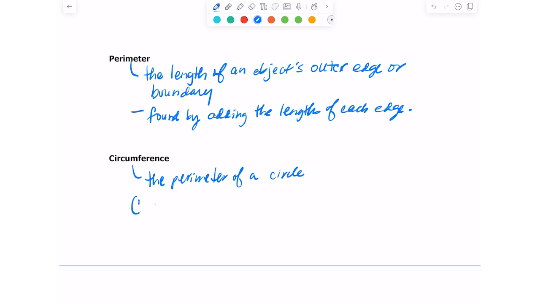Okay, and the way we find circumference, which is denoted using capital C, is pi times the diameter. We talked about the diameter in the last video. It's just the length of the segment that passes through the center of a circle from one side to the opposite side. And pi is an irrational number. It's non-terminating, non-repeating. Spelled pi, it's a Greek letter, and it's approximately equal to 3.14, but it goes on forever and ever.